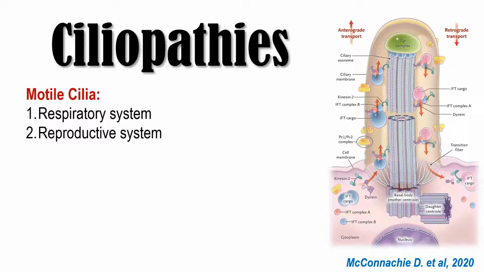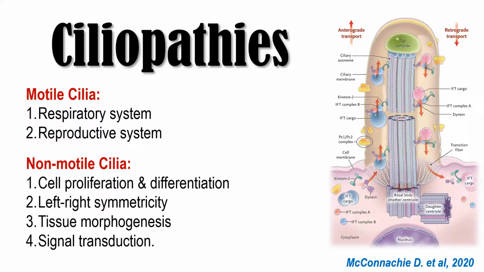But simply we have two kinds of cilia, which are motile cilia and non-motile cilia. Motile cilia are mainly for two important functions in our body, which are the respiratory system and the reproductive system. In the respiratory system, they eliminate dust and foreign particles away from the trachea. And in the reproductive system, they are responsible for movement of ova and sperm.